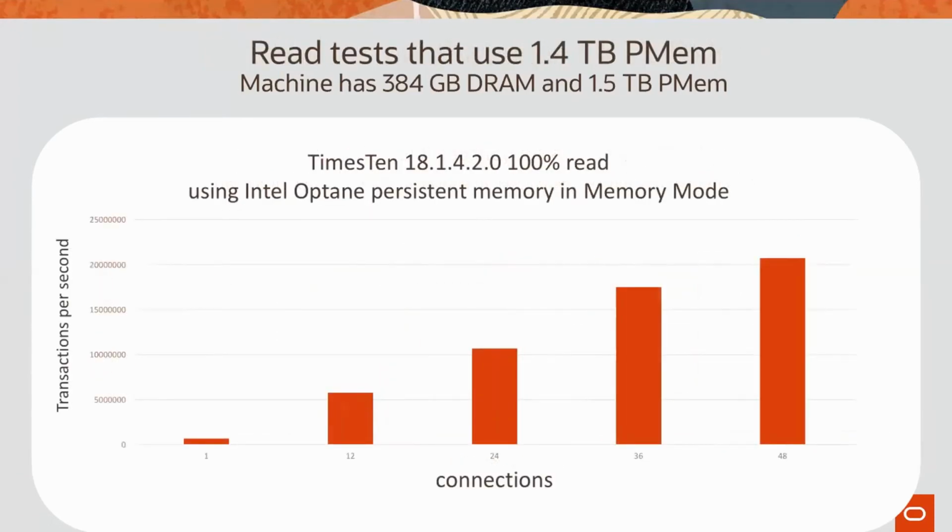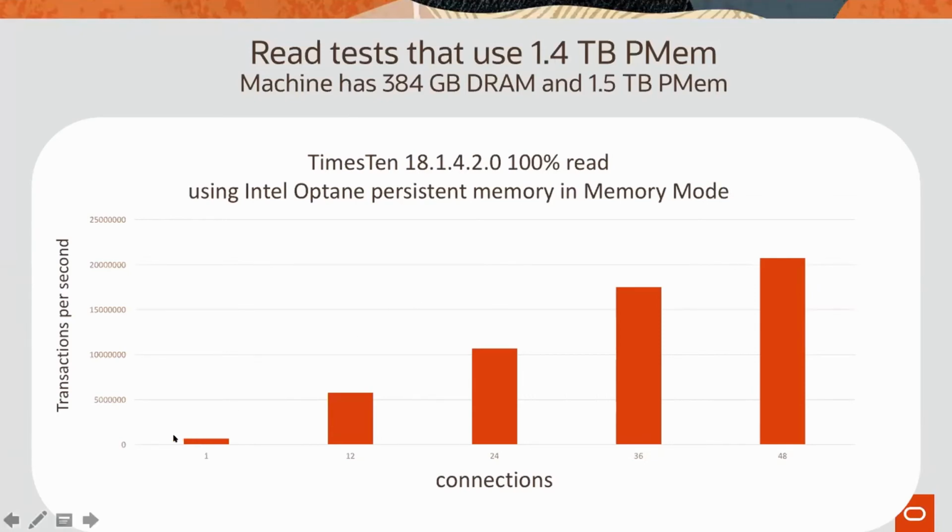Now, this is what I really wanted to test. Instead of constraining the data to just DRAM, I made sure that I was accessing all of PMem. So I was using my random number generator, doing an even distribution across all the rows in the table, which means I'm accessing up to 1.4 terabytes. So my effective working set size is 1.4 terabytes.